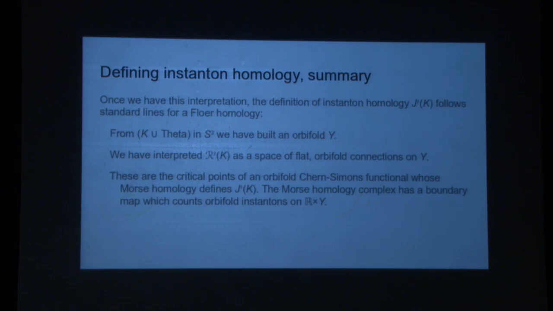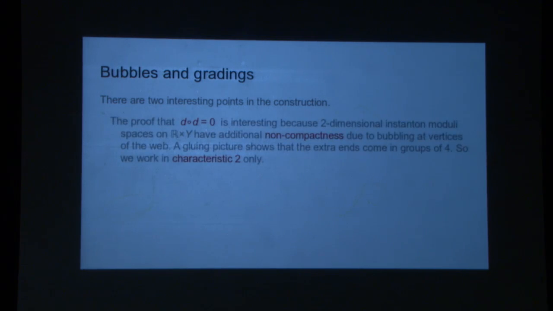As I said, its generators are the critical points. Its boundary map counts instantons, which are going to be solutions of the Yang-Mills equations on R times Y. There are a couple of points in which this particular Floer homology differs from other instanton homologies that are otherwise very similar. So there are 2 points. The first is in the proof that one has d squared equals 0.